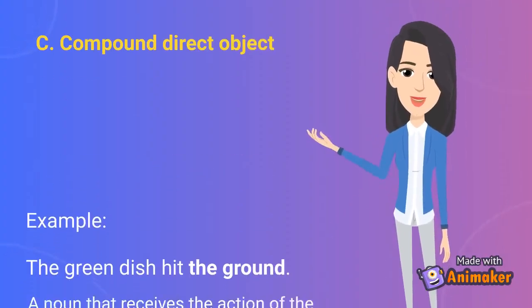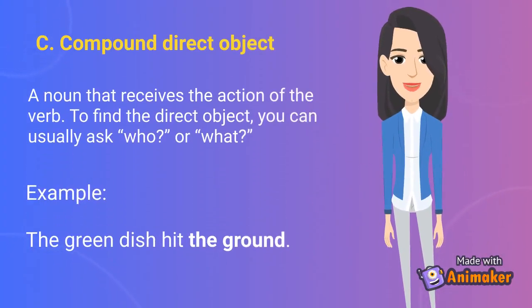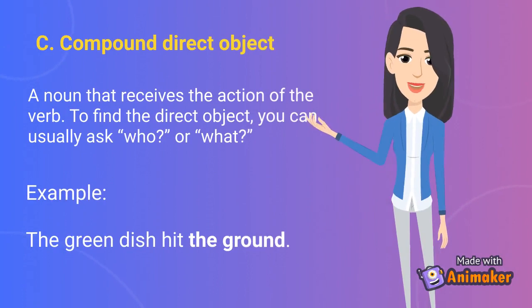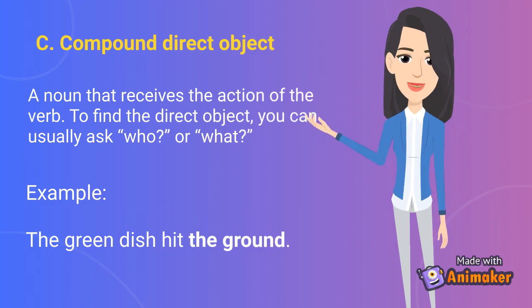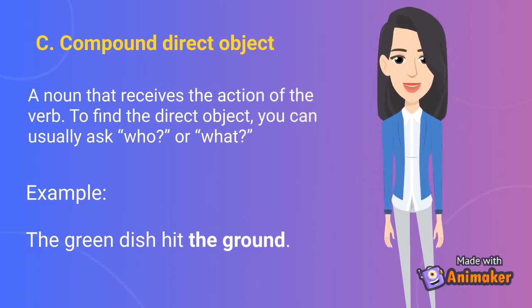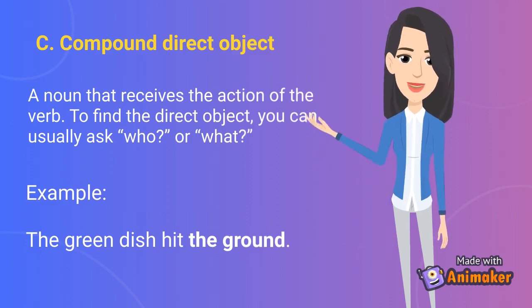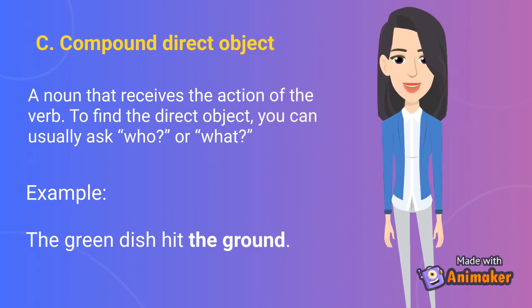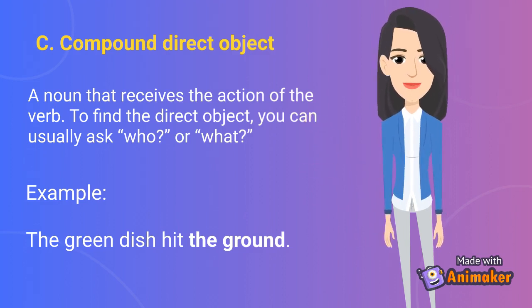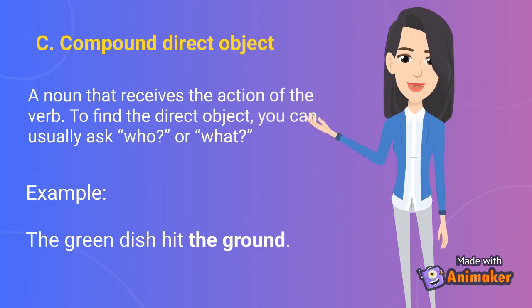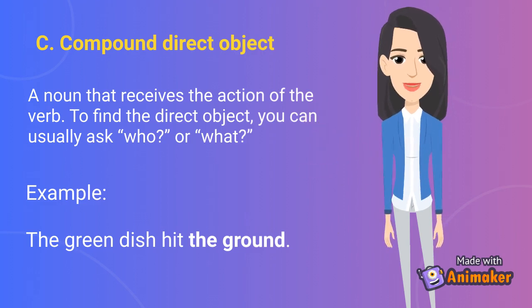The next structure is compound direct object. The direct object means a noun that receives the action of the verb. To find the direct object, you can easily ask the question who or what. We have the example, the queen dish hit the ground.